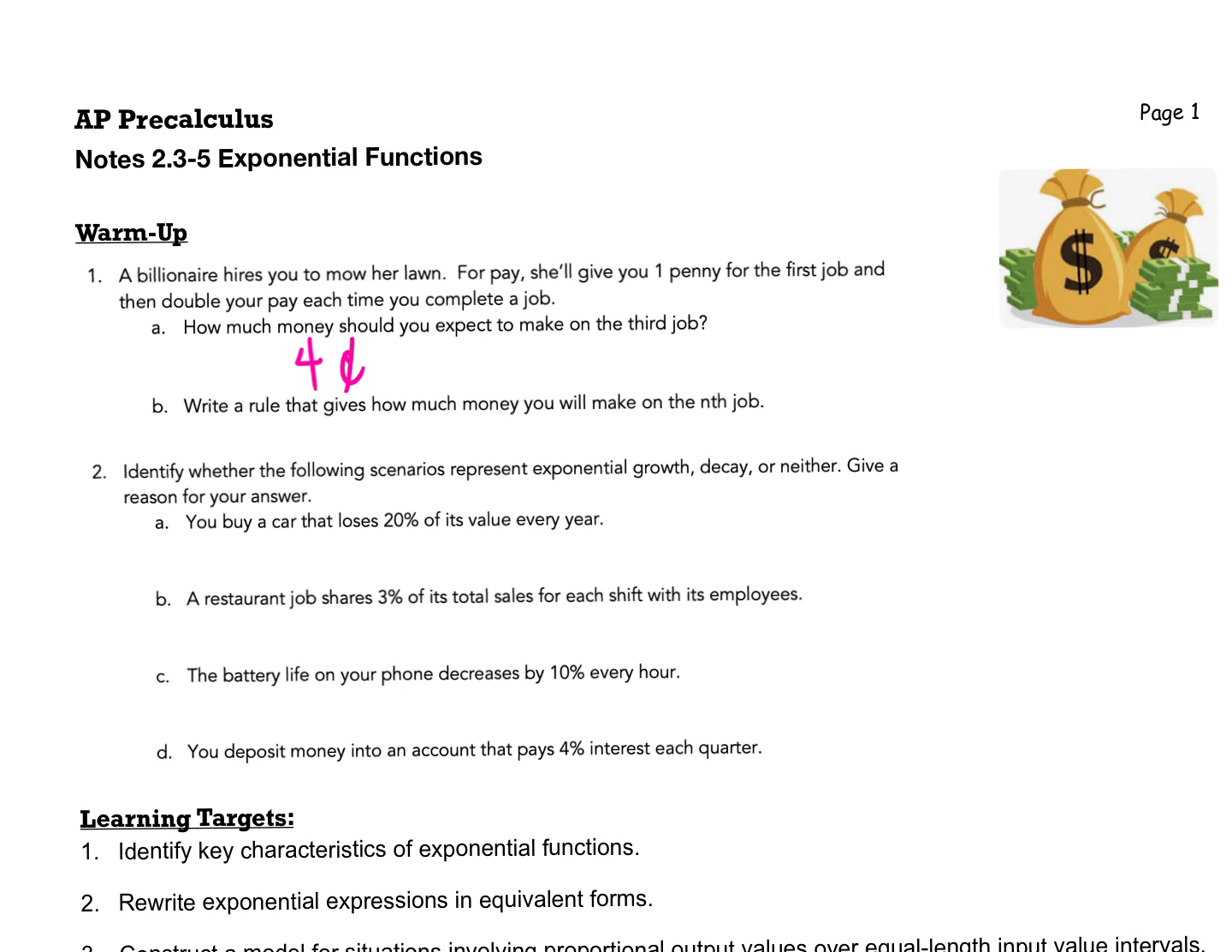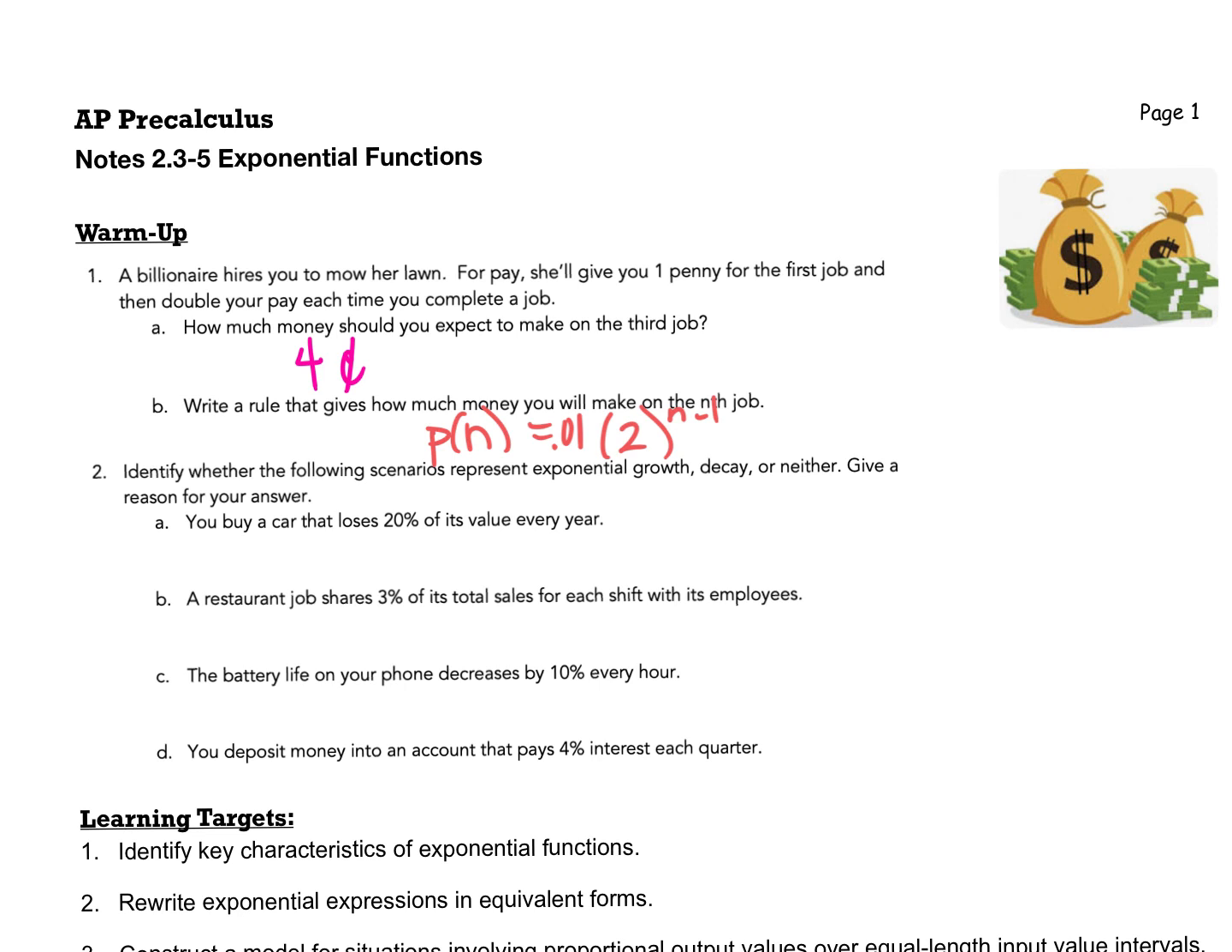Okay, so let's write a rule that would give us how much money we would make on the nth job. All right, on that nth job. Let's just call it P of N. Is it exponential? Yep. Okay. We start on the first job with 1. It's going to double each time. What should my exponent be? N minus 1. All right. N minus 1 because it's our first term. And this should be 0.01, right? Yeah. So 0.01 times 2 to the n minus 1.